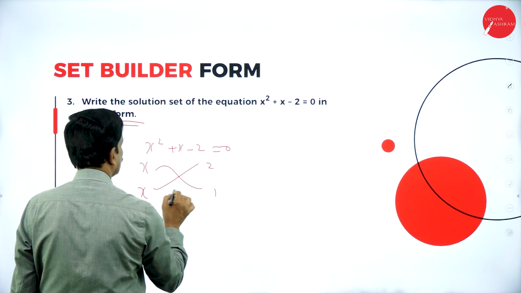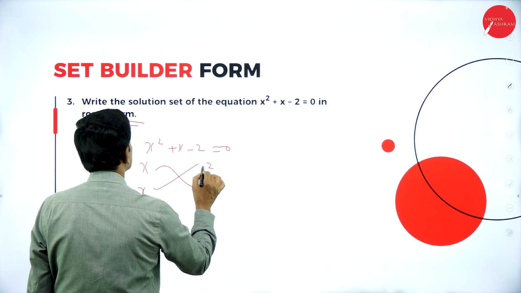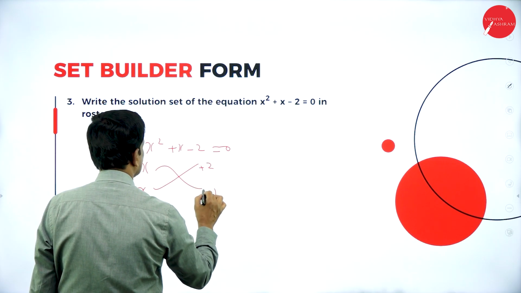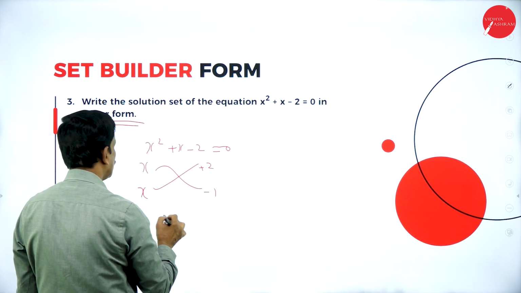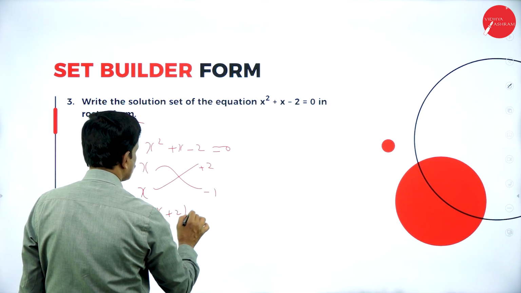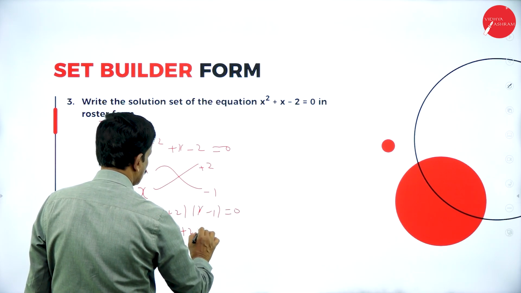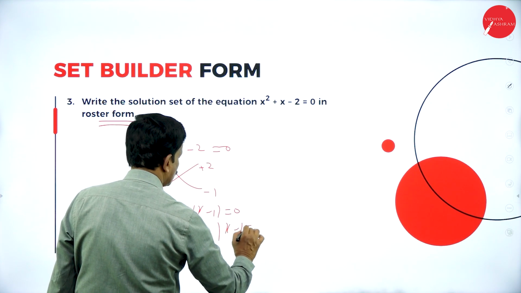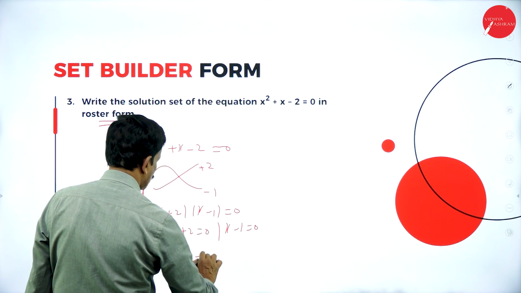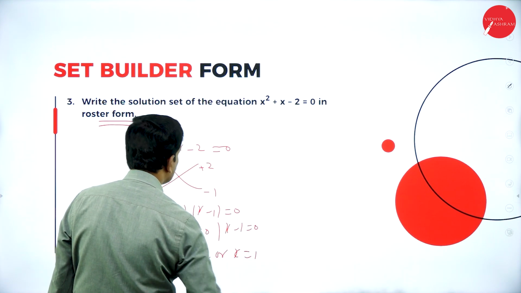So this is x into x is x squared, 1 into 2 is 2, so this can be written as plus into minus, it is minus. The factors are (x plus 2) into (x minus 1) is equal to 0. x plus 2 is equal to 0 or x minus 1 is equal to 0. x is equal to minus 2 or x is equal to plus 1.